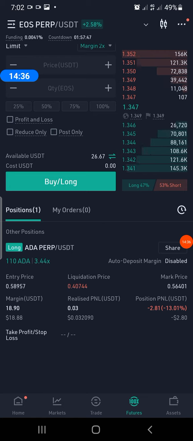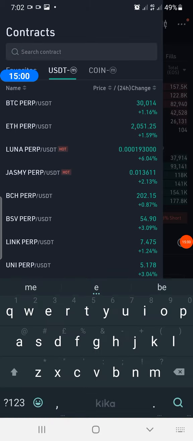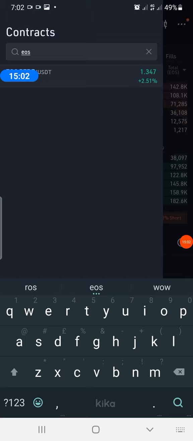So now before we start, let's select. I want to go long on this coin. I will be using this currency as an example. I say, okay, long EOS. You can go search for it. Search for it. This is the coin.